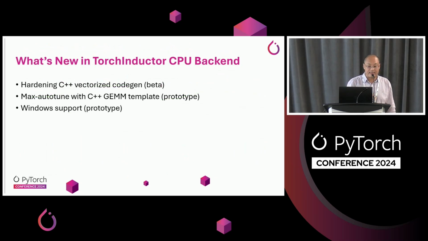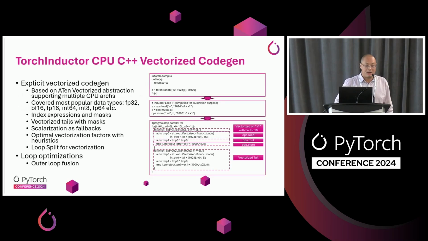Now let me introduce the new features that we've added since last year. First up is the CPP vectorized codegen. This is the foundation of the TorchInductor CPU backend. The vectorization relies on the ATen vec abstraction, which allows us to generate code that runs efficiently on multiple CPU architectures.